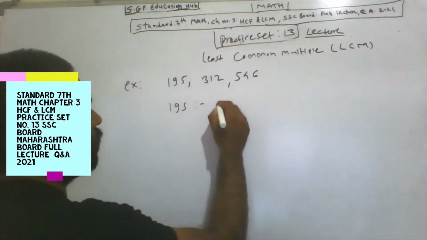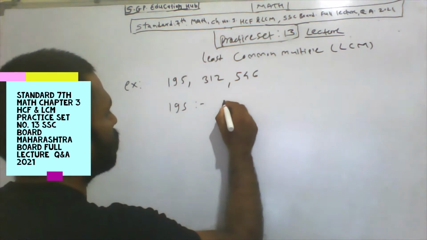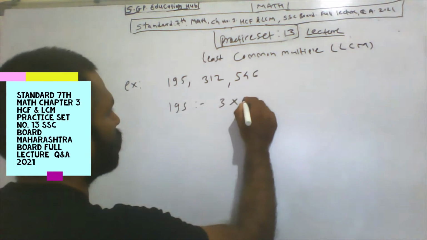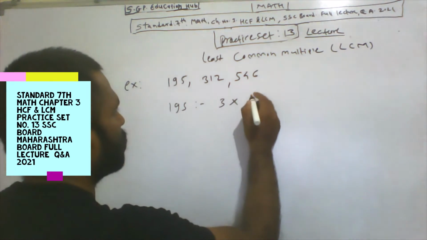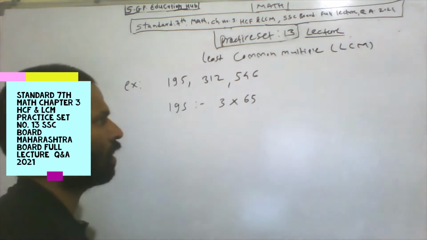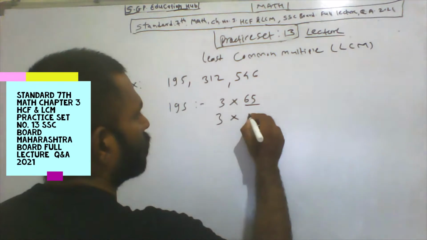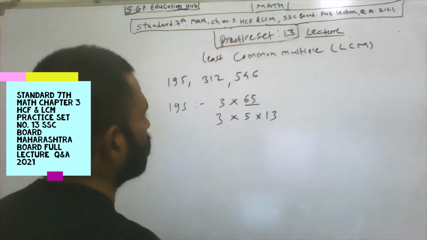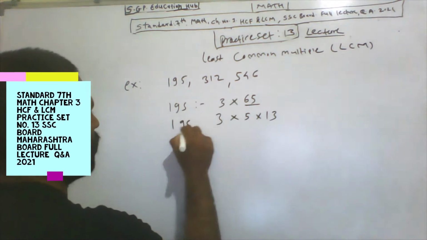195: 3 into 65, then factorize 65: 5 into 13. So 3, 5 and 13 are the factors of 195.